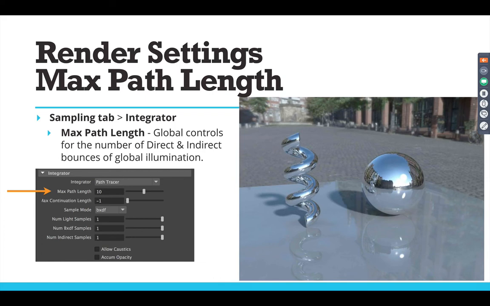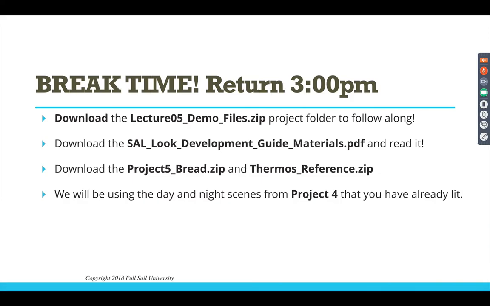Just think of a mirror in front of a mirror. You hold a mirror in front of a mirror, what do you get? Infinite mirrors until you can't see anymore. In CG, we don't get that for free. We have to count all those different reflections before it becomes not visible to us. 10 is a good number to start with. That's why they chose to have that as the default. Make sure that's on.